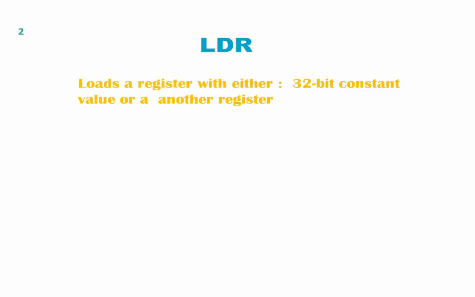The next instruction or opcode we're going to look at is the LDR, and what this means is load register. What this does is it loads a register with either a 32-bit constant value or another register. It reads a 32-bit value from memory to register. Remember, the move, the one we just saw, just moves in the register. It cannot access memory. Load, on the other hand, can access memory, and it can access other values in the register as well.